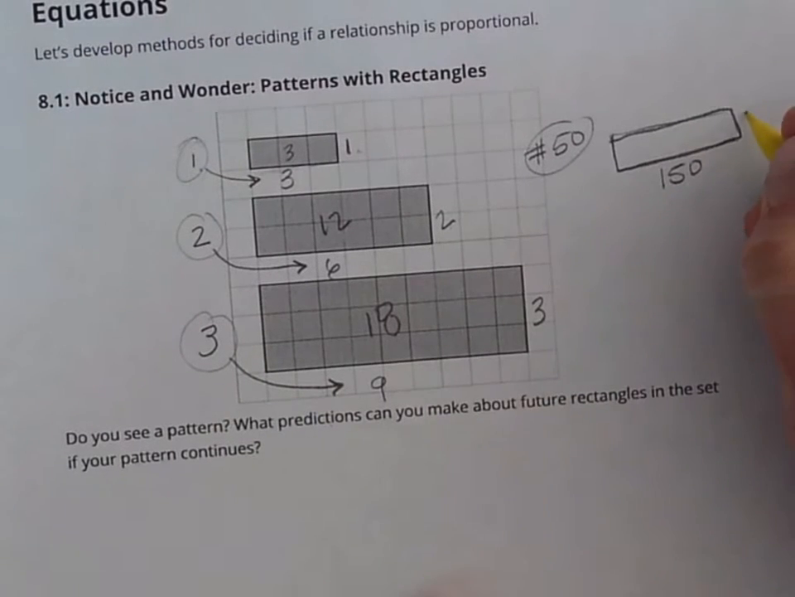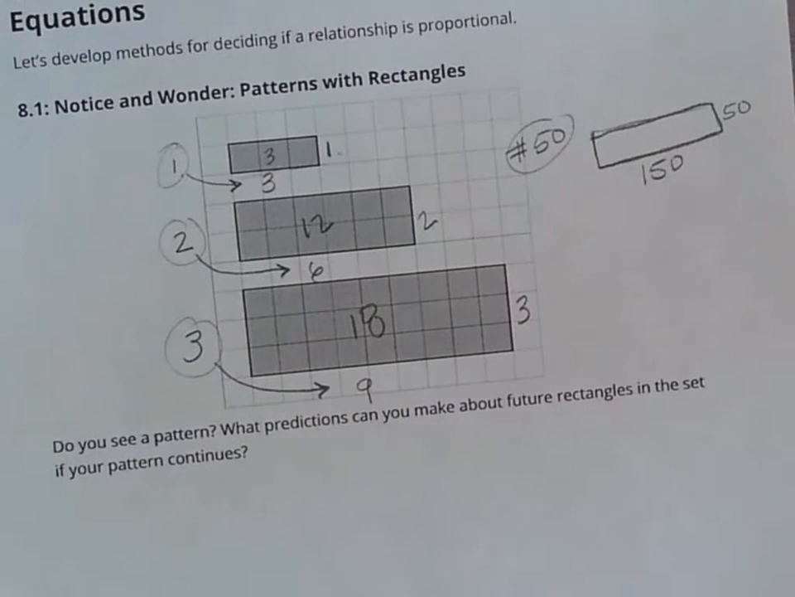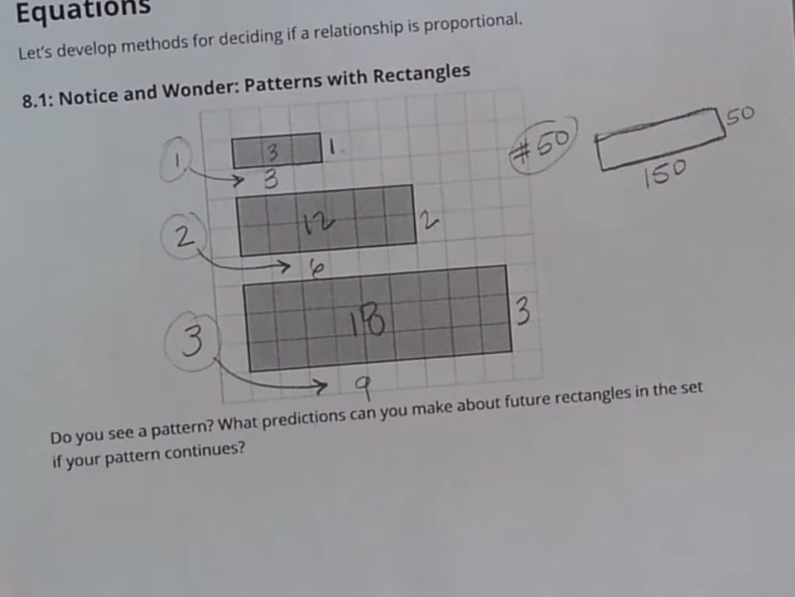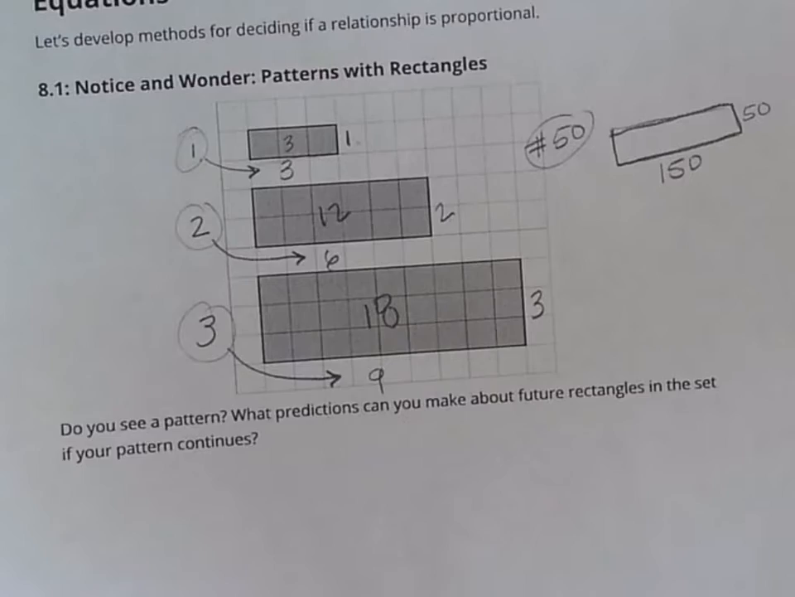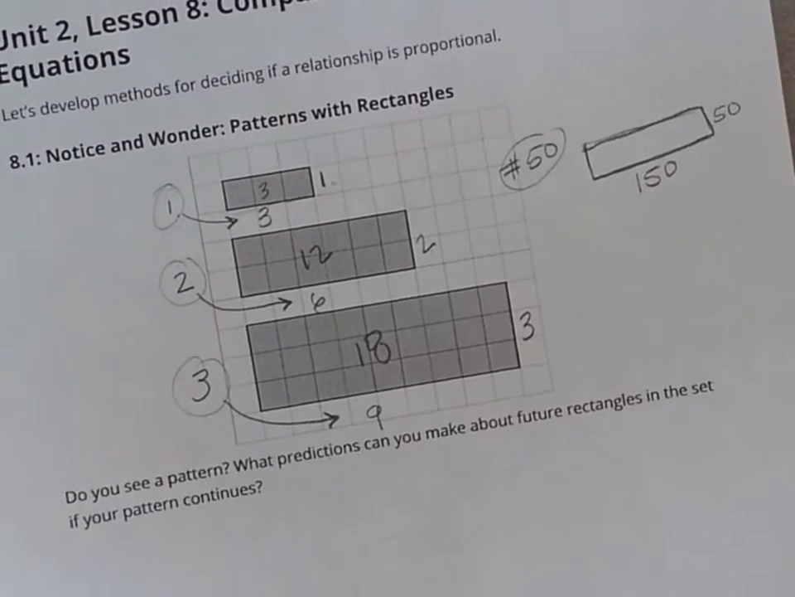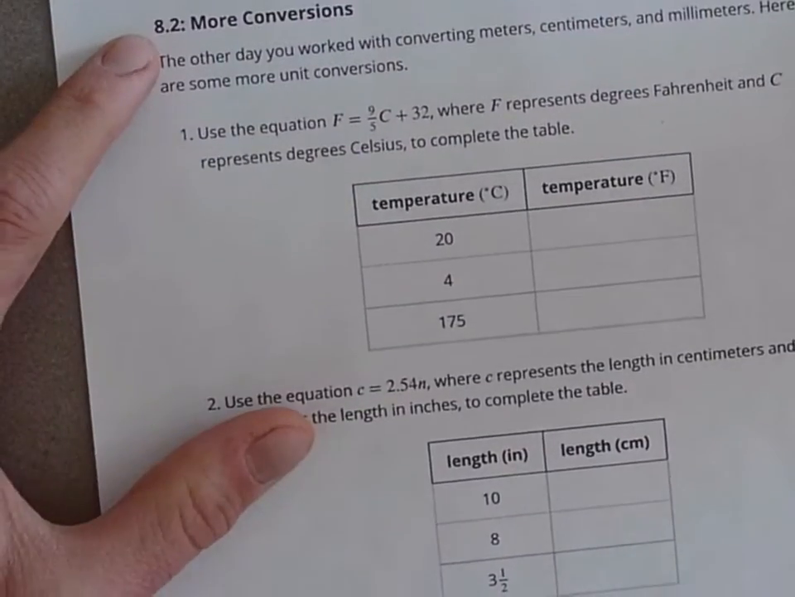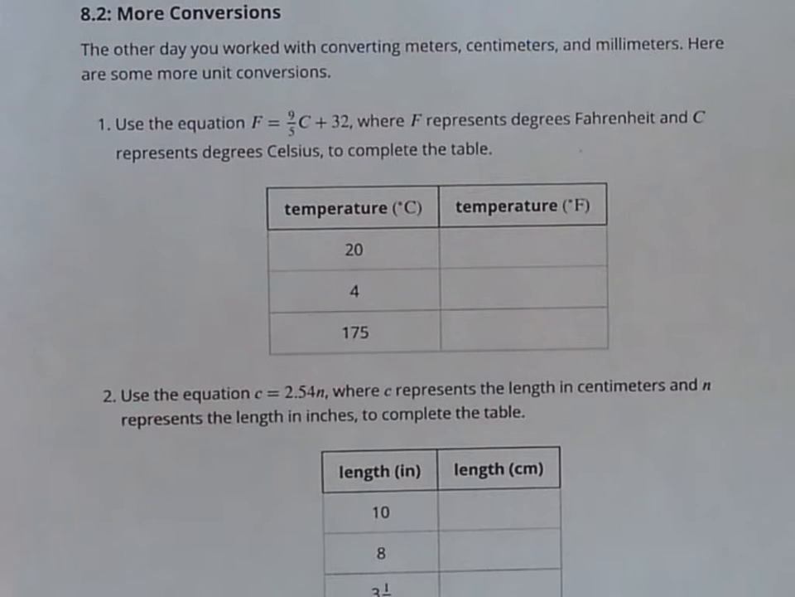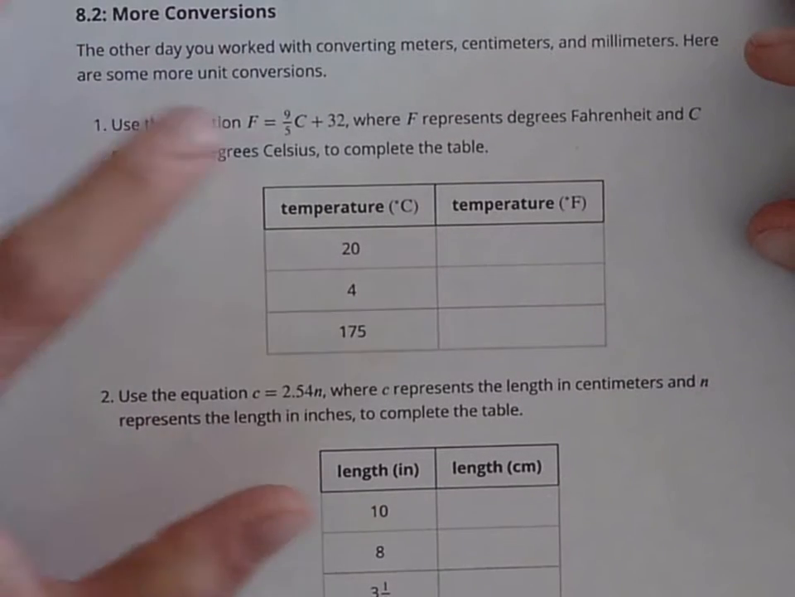Yeah, exactly. So we know exactly what this one would look like based on the pattern that we saw previously. Nice, okay, good. All right, so let's continue on to the next part of this lesson. So the next part is going to be looking at more conversions, okay? So we talked about conversions a couple lessons ago when we were looking at converting between meters, centimeters, and millimeters. But this one we're going to convert between Fahrenheit and Celsius.